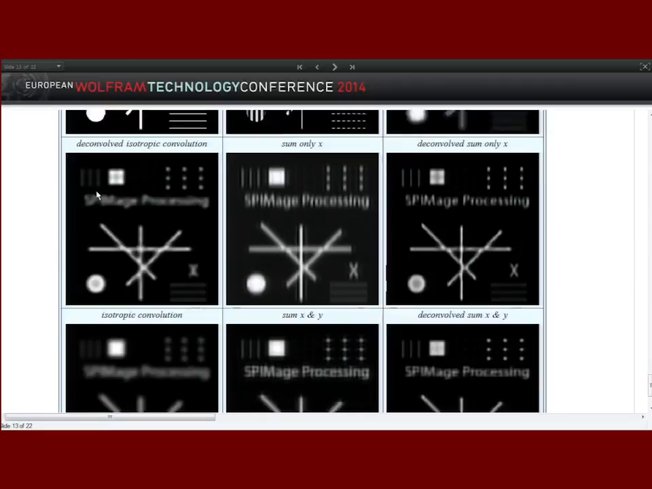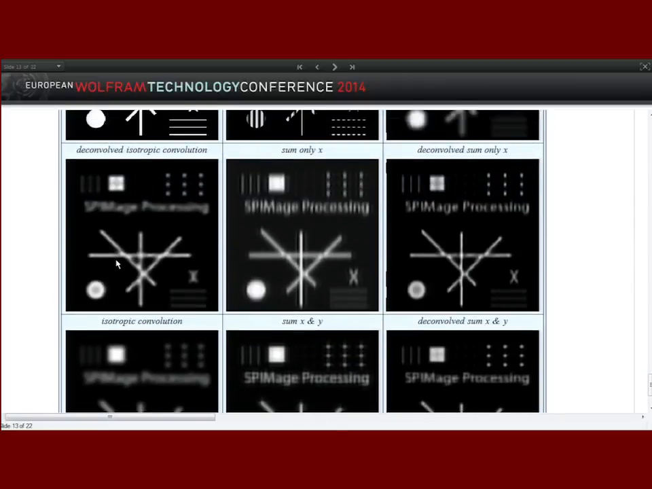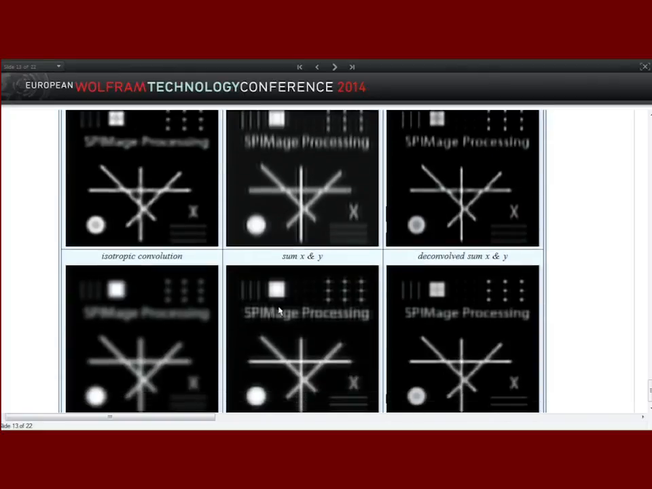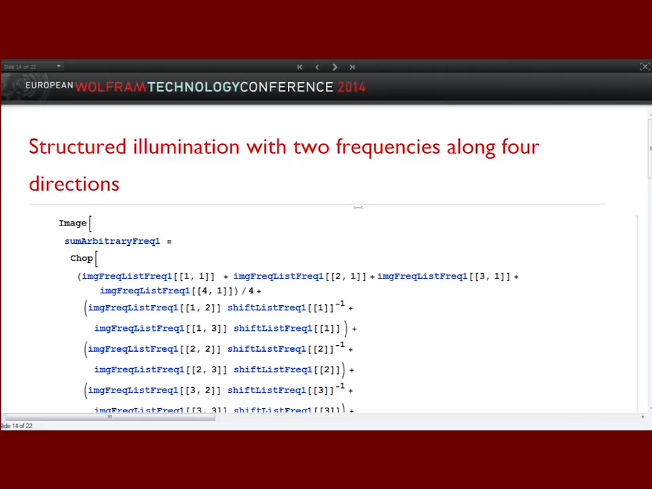And again, if I just compare that, let's just take this line here. You see the deconvolved one. You see the sum along x, sum along y. And here you see the sum along x and y, and also the deconvolved one. And the text is now really very well readable. So with a relatively simple trick, you actually improve the resolution quite dramatically.